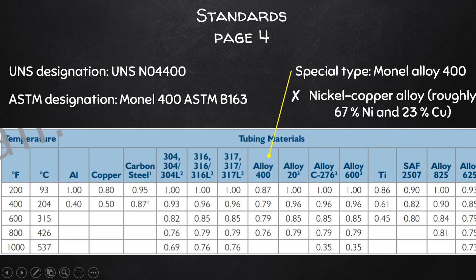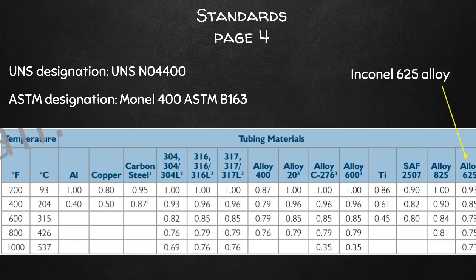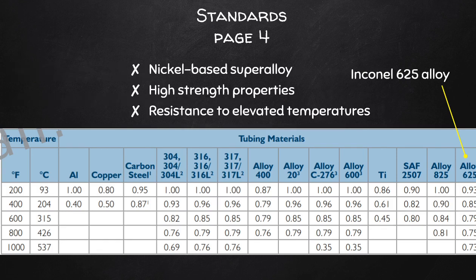Okay, Inconel alloy is another type of material or alloy that you'll come across in industry. It is typically a nickel-based alloy that has a very high strength and is resistant to elevated temperatures. One would typically use this with a turbine, for example, or a boiler, where you have very high temperatures that you'd be working with.